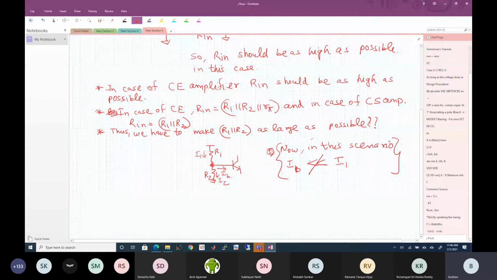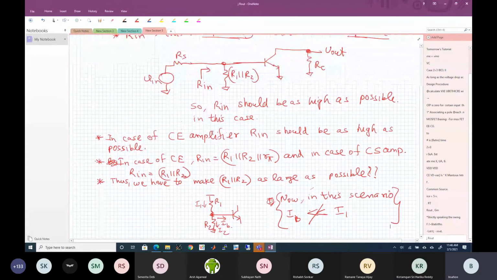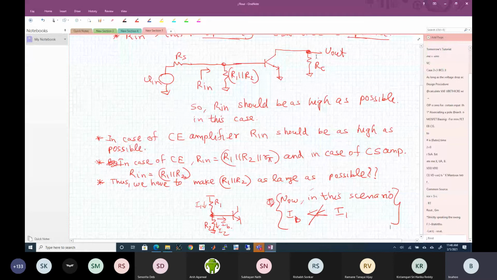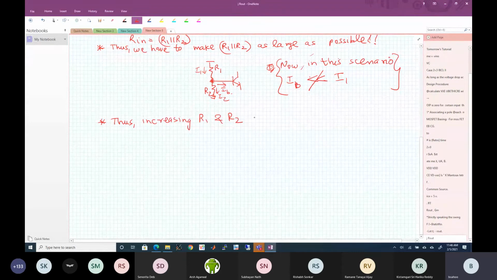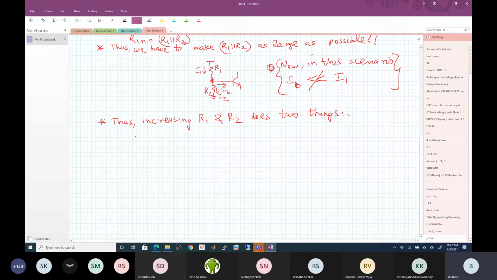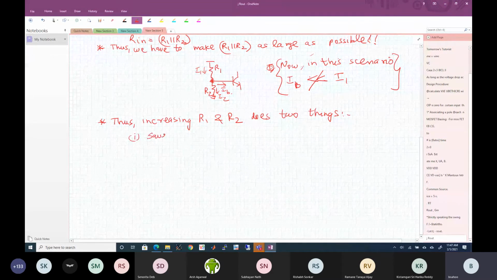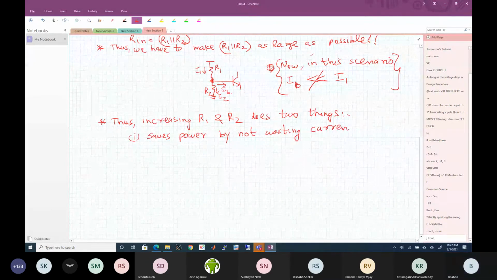So I will rewrite the reason again. Thus, increasing R1 and R2 does two things. First, it saves power by not wasting current in the bias branch.